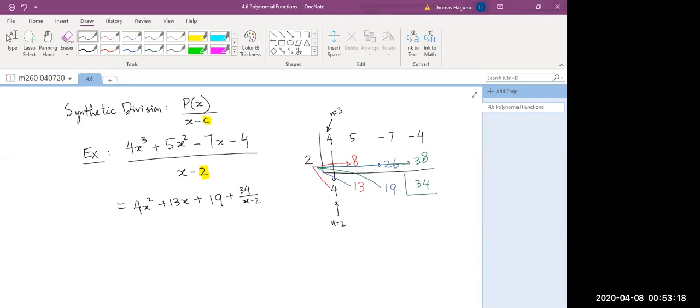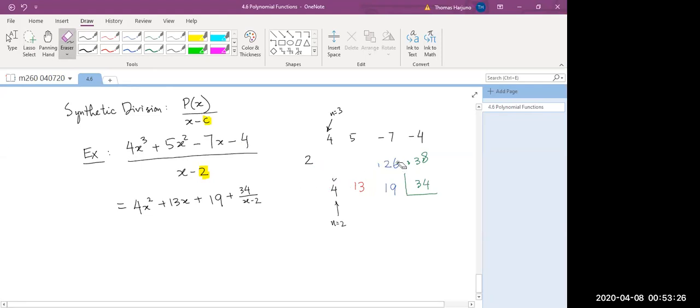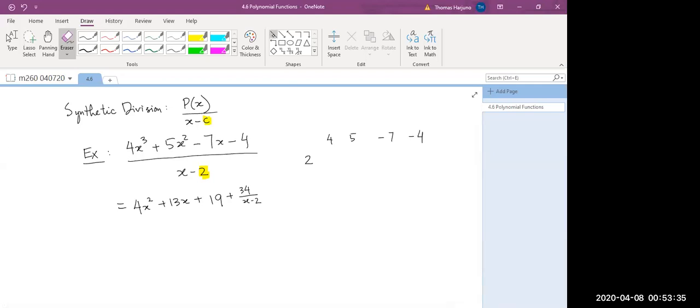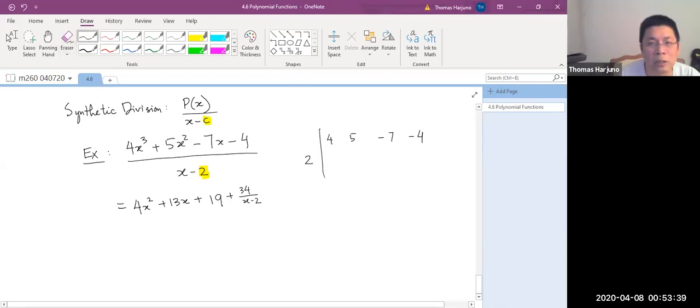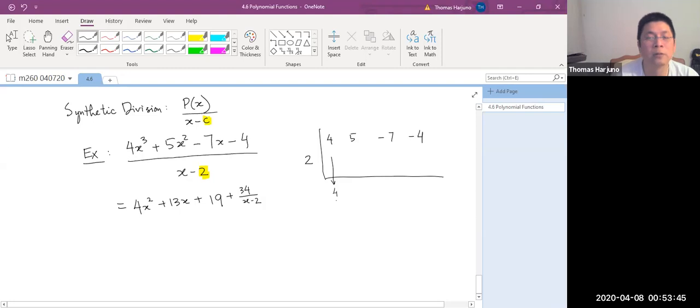I was missing a little bit. Can you explain again? Which part? Like how you got 26 and 38? Okay, let me start from the setup then. The setup was like this, right? Now the first number always goes down. This is all 4.